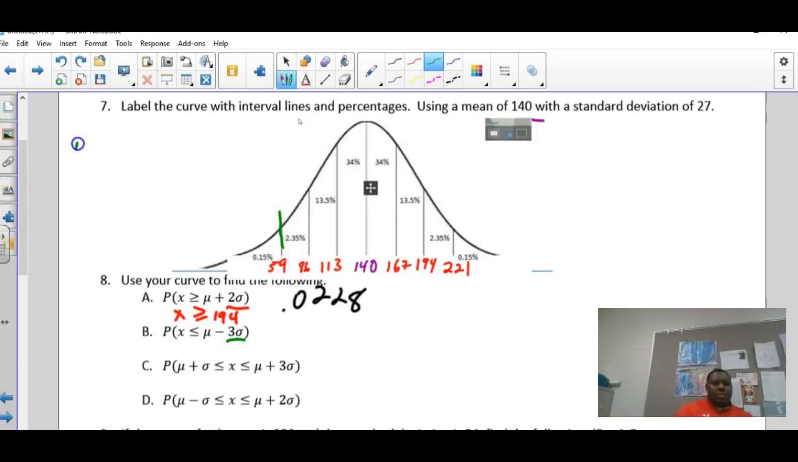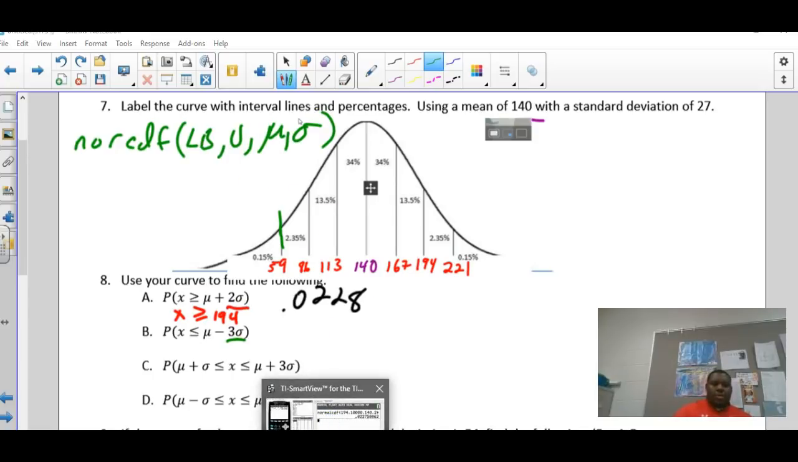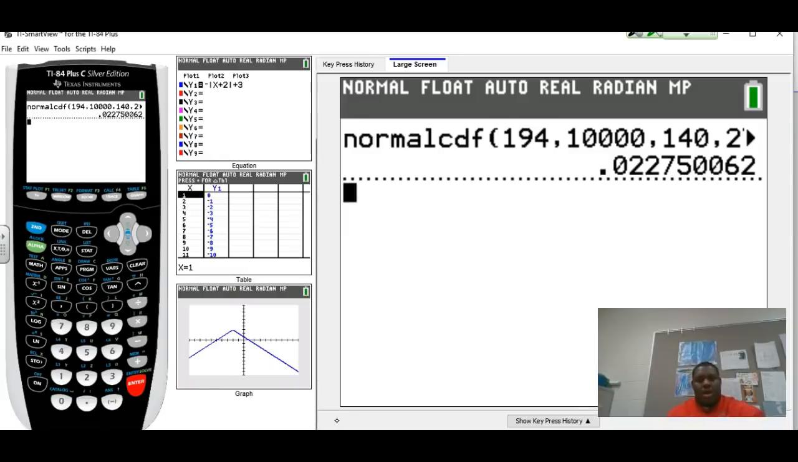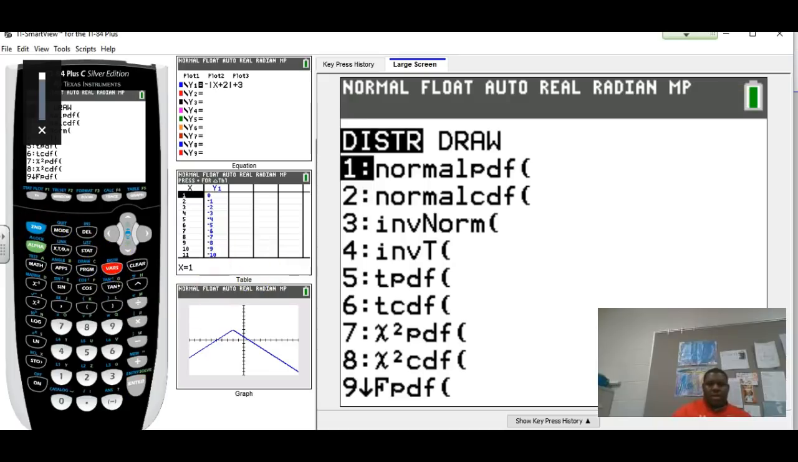I don't know if you guys remember, but when you have normal CDF, you have lower bound, upper bound, mu, and sigma, your standard deviation. That's how it goes in your calculator. So 59 is our upper bound. So I'm going to go back to our calculator, and we're going to go second, VARS.